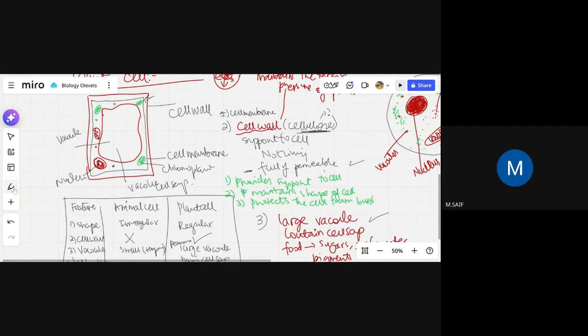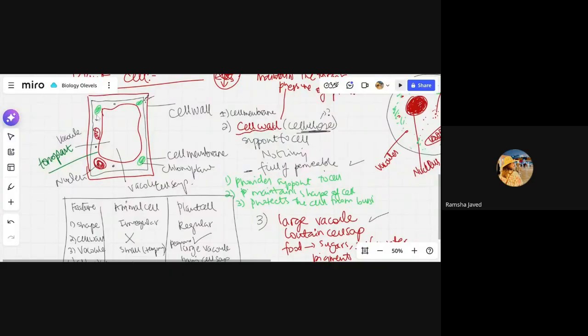One thing I'm going to add here, it is a part of your past papers: what is this layer of vacuole called? Like, this is cell wall, this is cell membrane. What is this layer of vacuole called? It is called tonoplast.